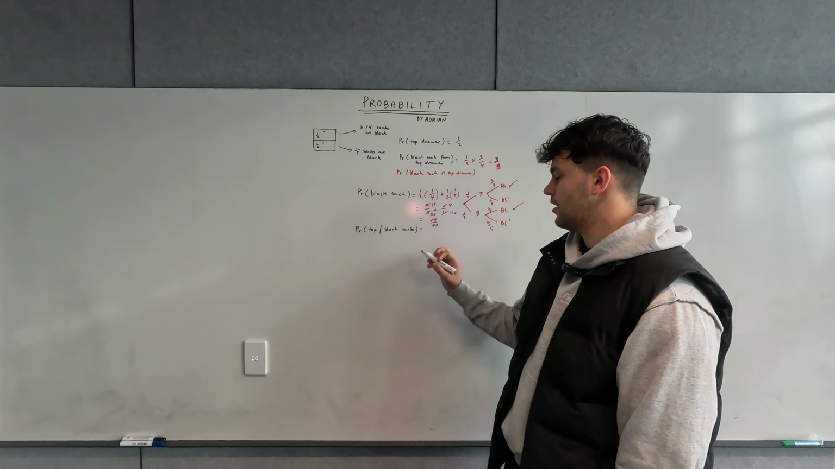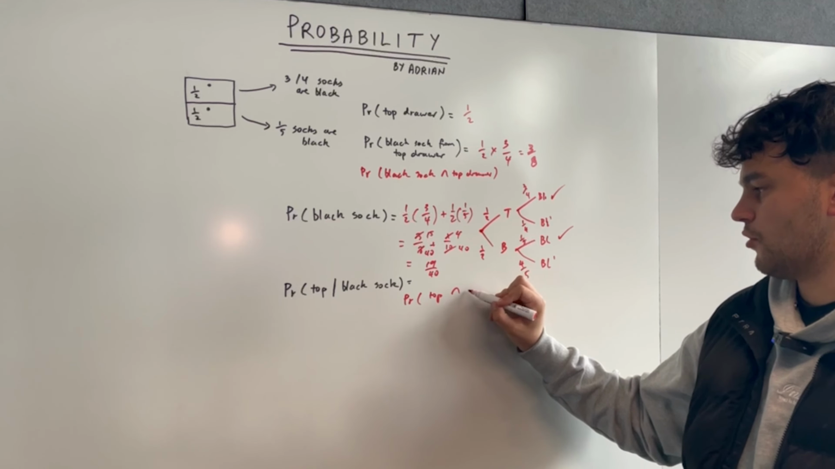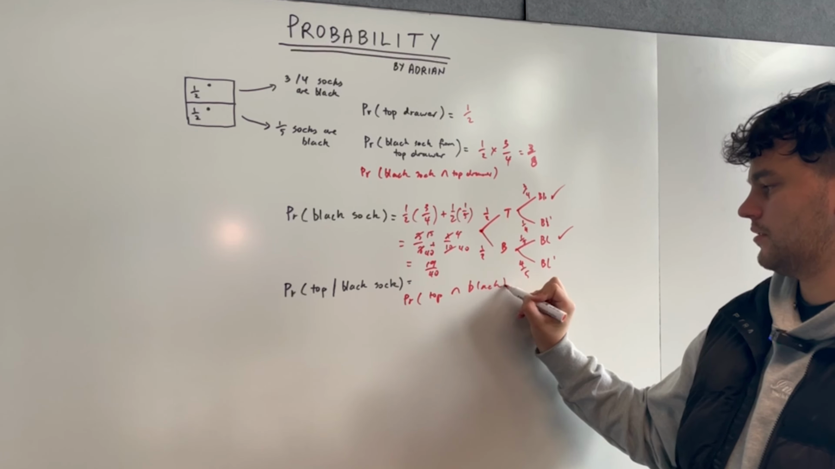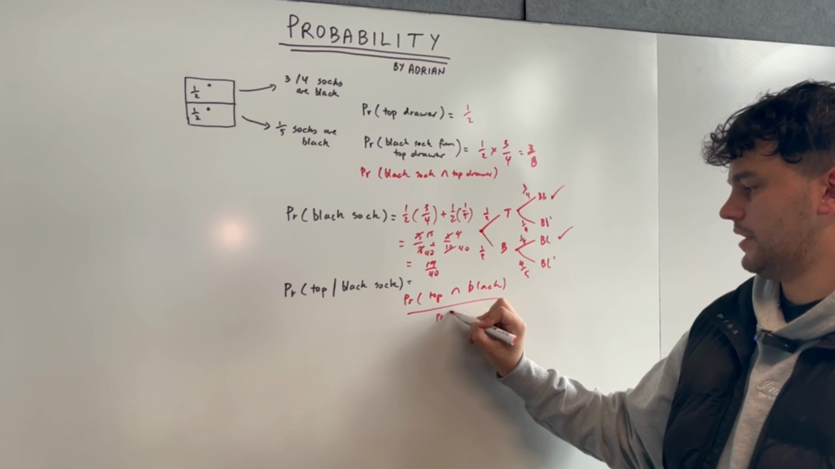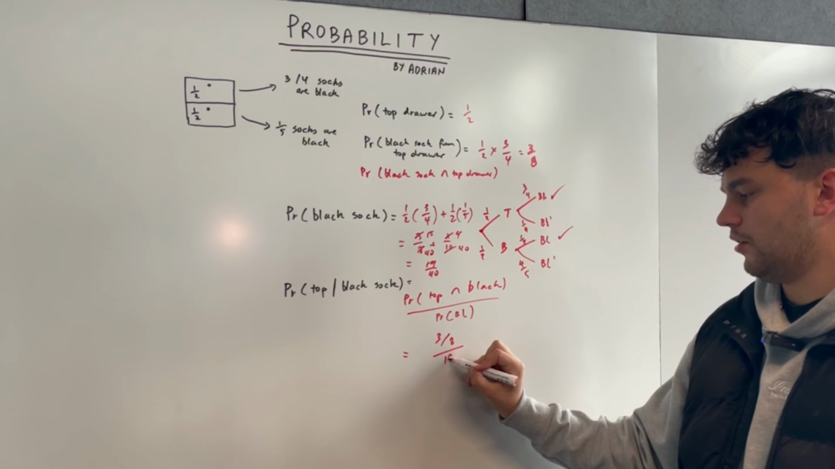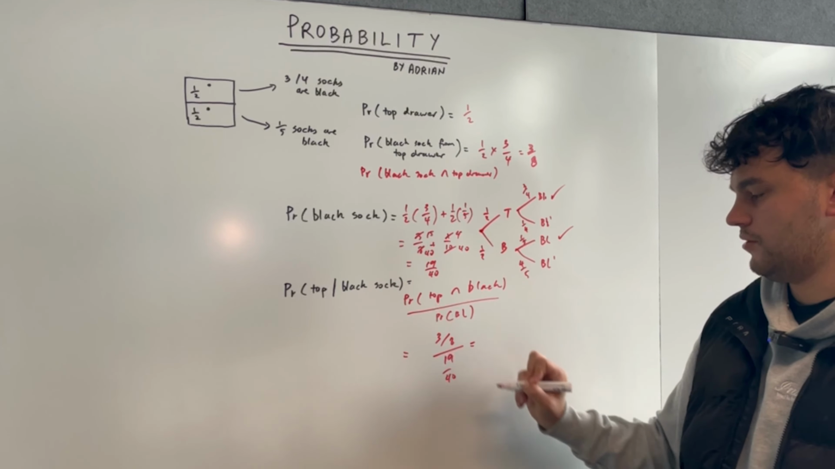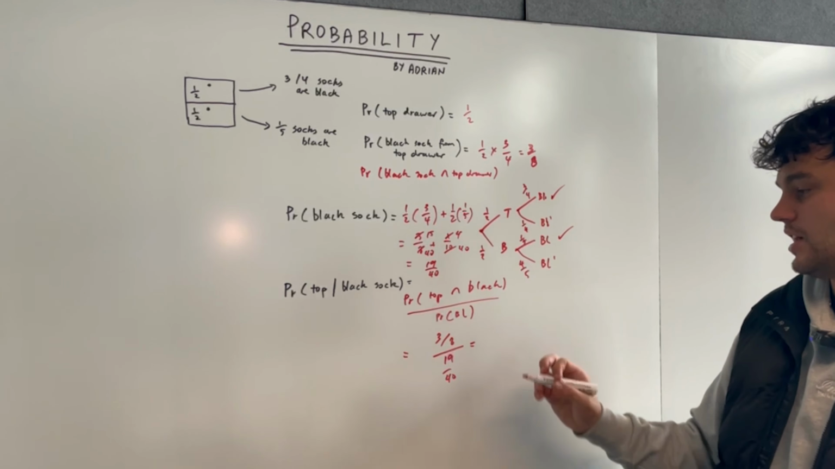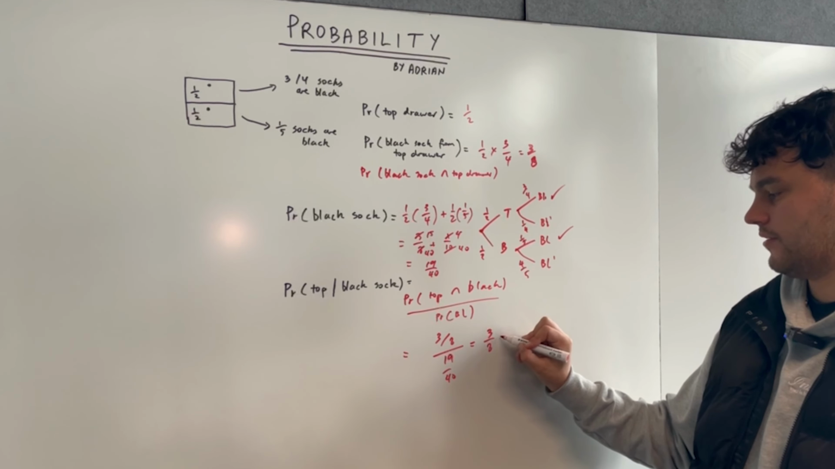So what we can do is we'll say the probability of a sock being from the top drawer and black, divided by the probability that it's a black sock in the first place. So the probability of a sock being from the top drawer and a black sock is what we calculated before, which is 3/8. And then we divide it by the probability of it being a black sock in general, which is 19/40. So what we can do is go ahead and simplify this fraction using keep, change, flip. So 3/8 multiplied by 40/19.